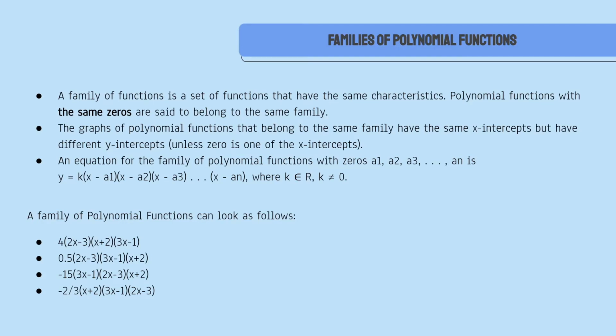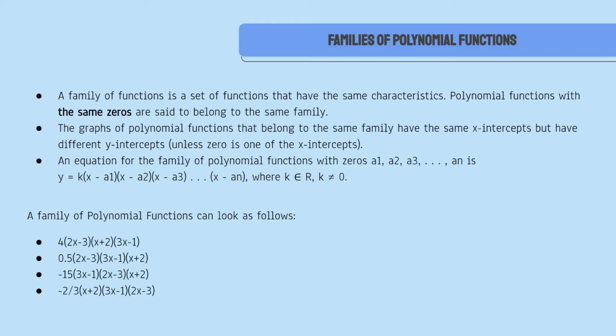An equation for the family of polynomial functions with zeros a1, a2, and so on all the way until an is written as follows: y equals k times (x minus a1) times (x minus a2), and so on and so forth until we get the binomial (x minus an), where k is an element of all real numbers and k doesn't equal 0.